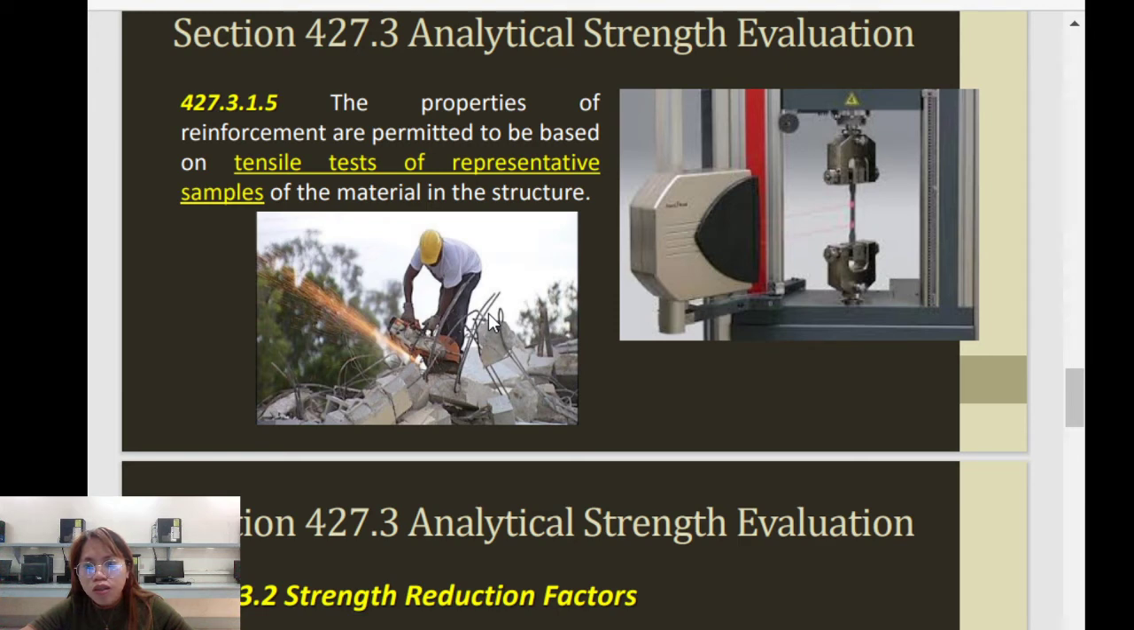For the reinforcing steel, the properties of reinforcement are permitted to be based on tensile tests of representative samples of the material in the structure. So you have to test also the reinforcement of the structure through tensile test. You can just get representative samples, then test.